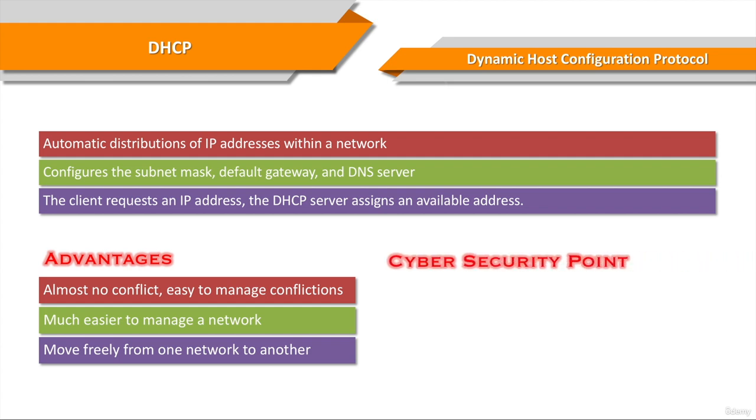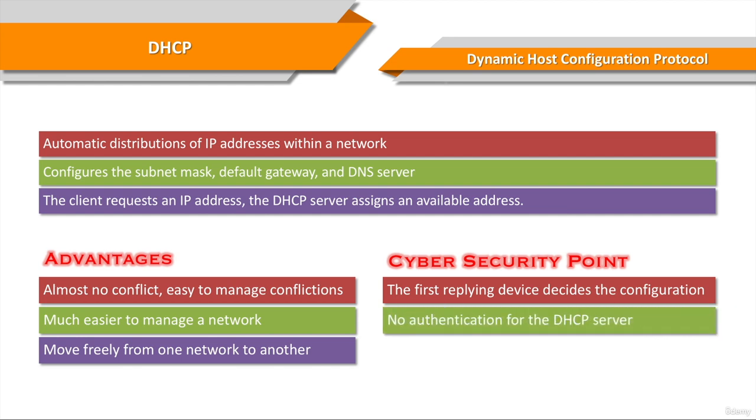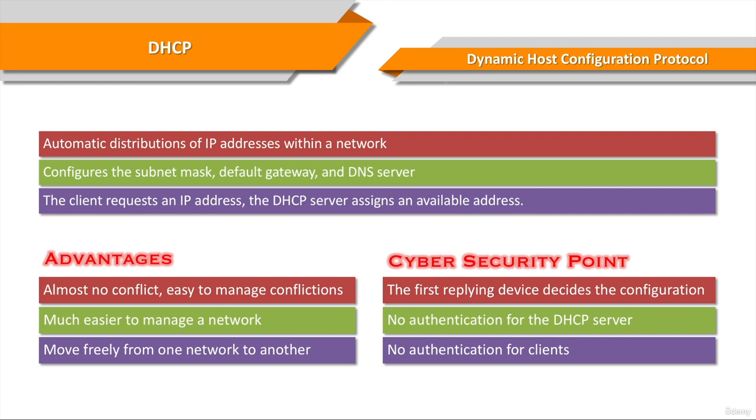Now, as a cybersecurity expert, you should know one more thing about the DHCP mechanism. The first device which replies to a DHCP discover request decides the configuration of the client. There is not any mechanism to authenticate the DHCP server. Similarly, a DHCP server tries to reply to all the DHCP requests, and again, there is no authentication mechanism for the clients who request an IP. You get it? I think you do.